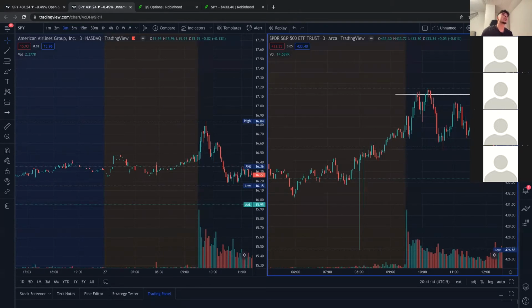Do you use the same delta theta rule on SPY and QQQ? With SPY and QQQ, it's a little bit more negligible just because, as I said earlier, you have Monday, Wednesday, Friday expiration. So the thetas are just significantly higher on them.